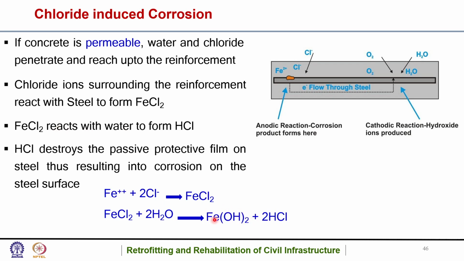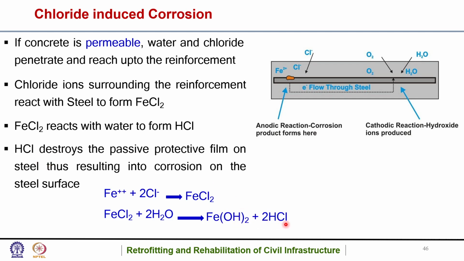So this Fe(OH)2 is basically the corrosion product. That is this formation. The ferrous hydroxide, it is this. That is basically the anode, the corrosion products, ferrous hydroxide and ferric hydroxide. And the seriousness of this chloride induced corrosion is that there is a formation of HCl.